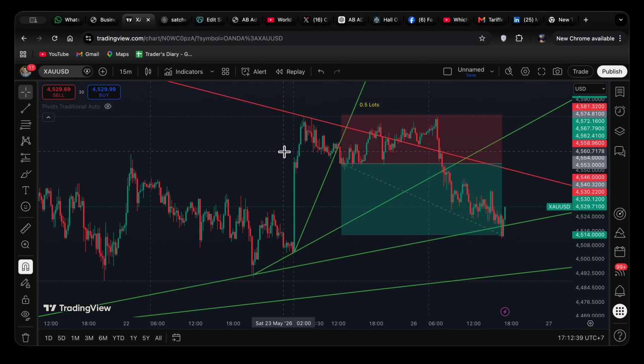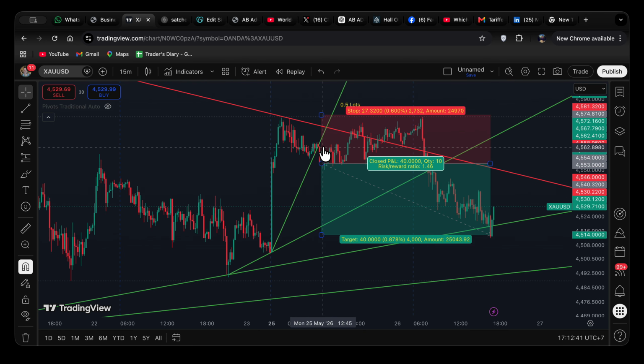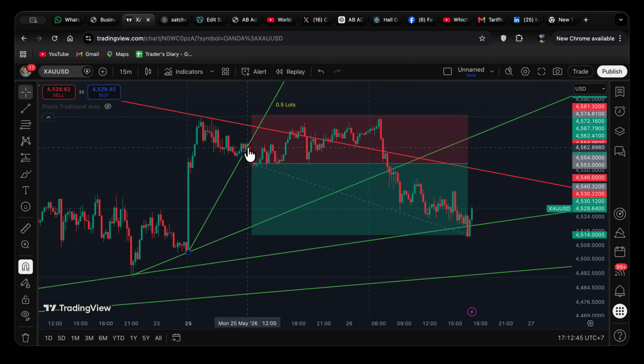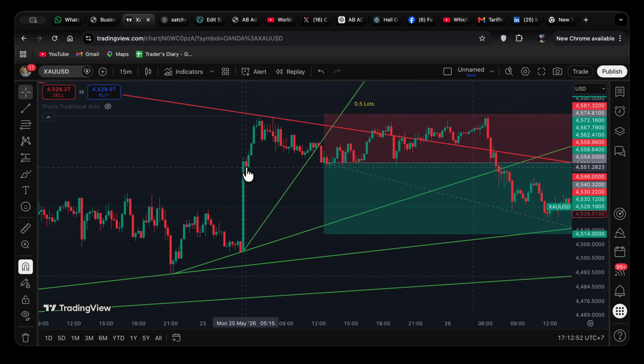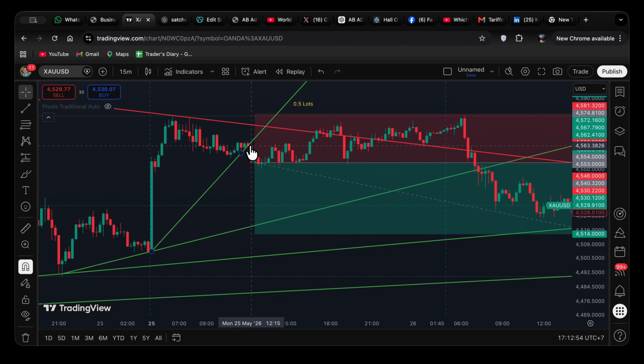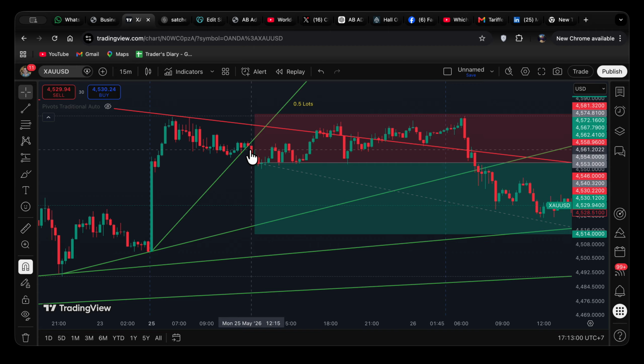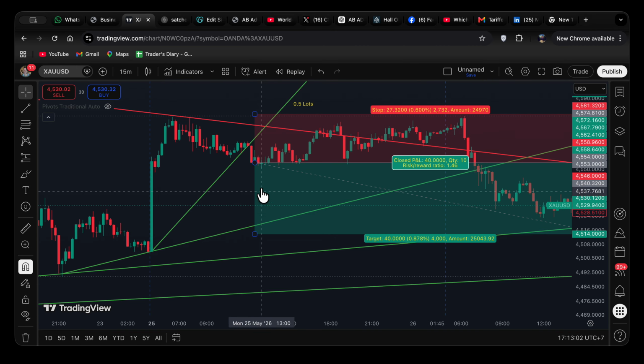So I had the break of the ascending trend line, the green trend line here. I had the break of the trend line, and the 15-minute candle closed below the trend line. So that's the signal to entry, and I entered the trade exactly at 12:30 Bangkok time.